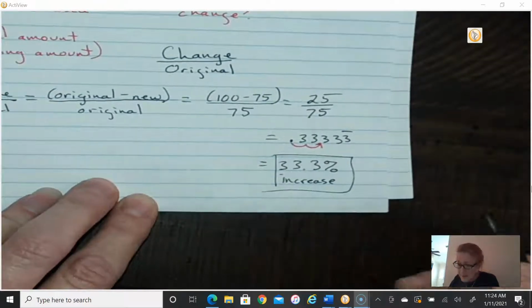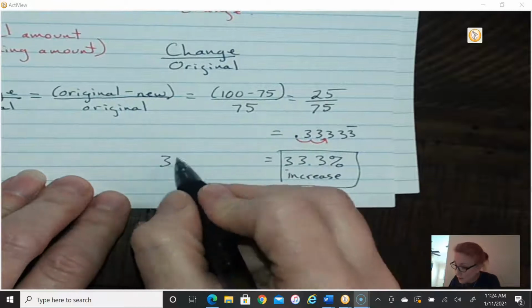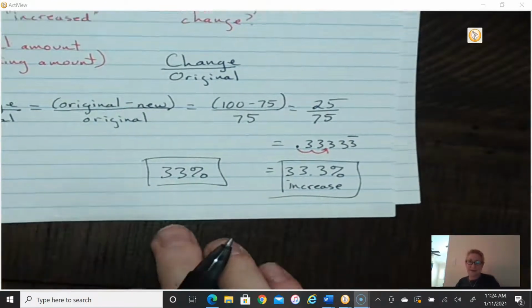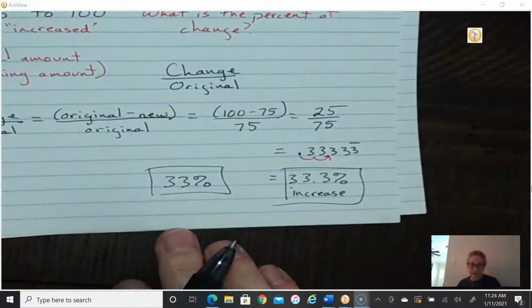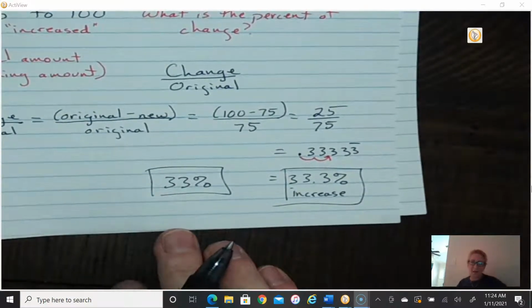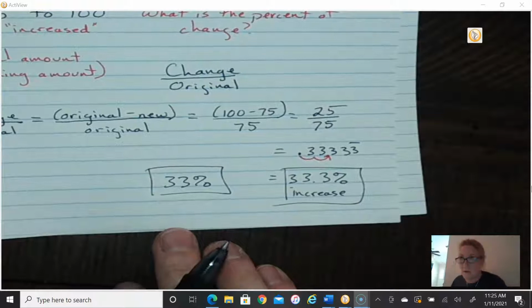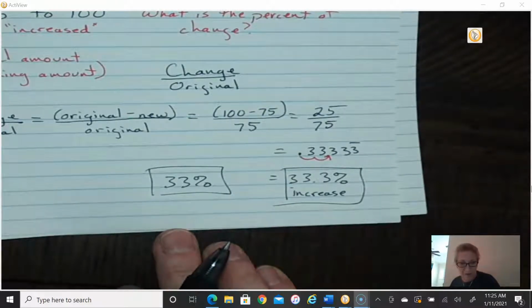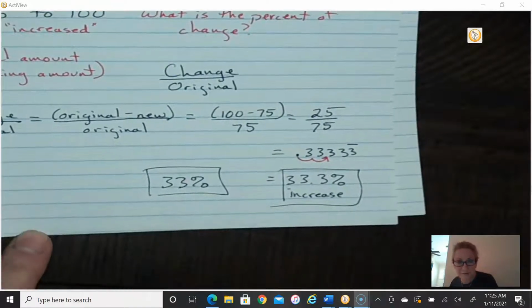Let me tell you something. If you want to just give me 33%, if you want to round it, I'm fine with that. Okay? I'm not picky. If your book does not say round to the nearest tenth place, then just round to the nearest whole number. Okay? Make it easy on yourself. And so I would do 33. Your book doesn't say you have to, so we're just going to round to the nearest whole percent.